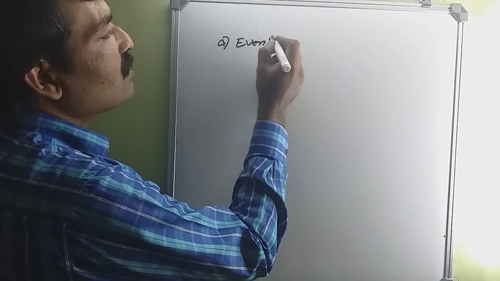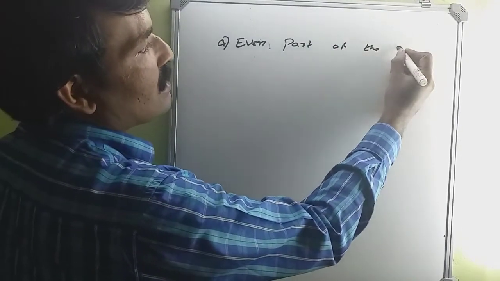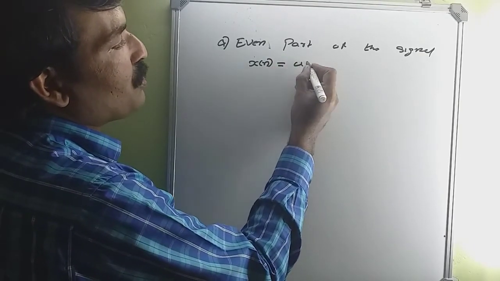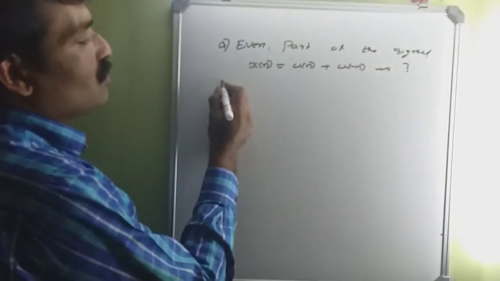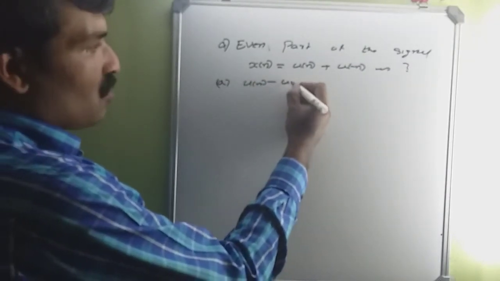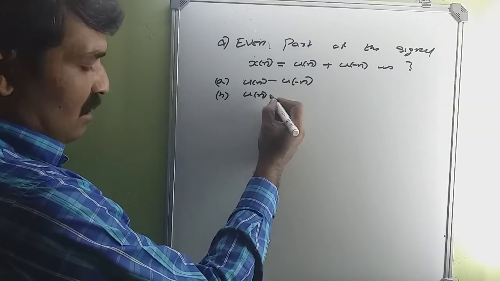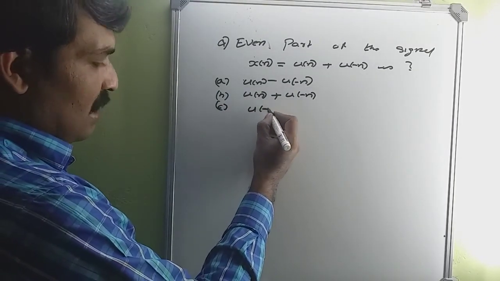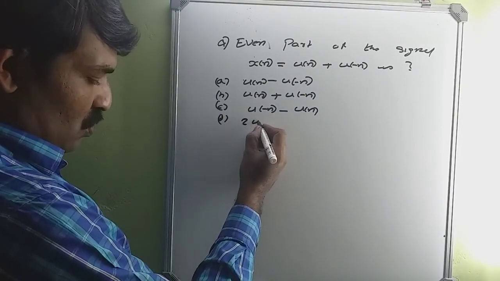Even part of the signal x of n is equal to u of n plus u of minus n. The options given: option A is u of n minus u of minus n. Second option B is u of n plus u of minus n. Option C is u of minus n minus u of n, and option D is 2u of n.